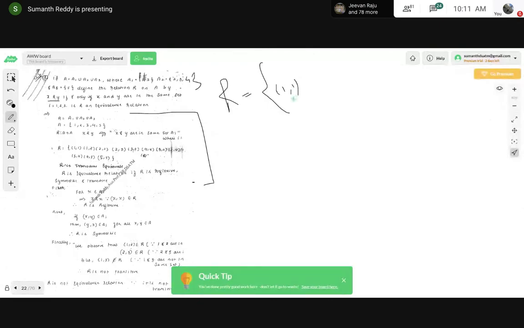I will give one more example. If I write (1, 2), is it valid? It is valid because 1 and 2 both are in the same subset. Similarly, I can write (3, 4). Is it valid? Yes, because 3 and 4 are in the same subset. Suppose I write (1, 3), is it valid? No, it is not valid because in this ordered pair, the first element 1 is in the subset A1, and the second element 3 is in the subset A2. So this is an invalid ordered pair.